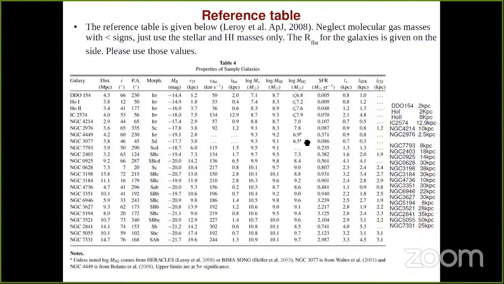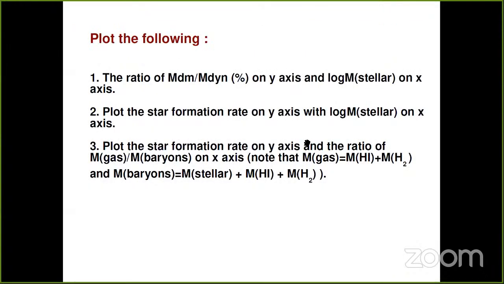Now, once you've done that, simply make 3 plots. The first plot is M dark matter divided by M dynamical. That will tell you what is the fraction of dark matter typically in galaxies, and does it vary over the galaxies a lot. So this is the first plot: M dark matter divided by M dynamical against the log of the stellar mass.